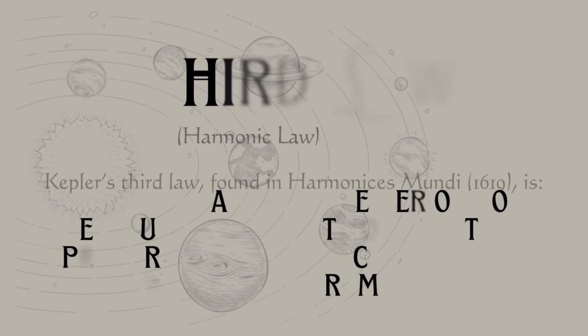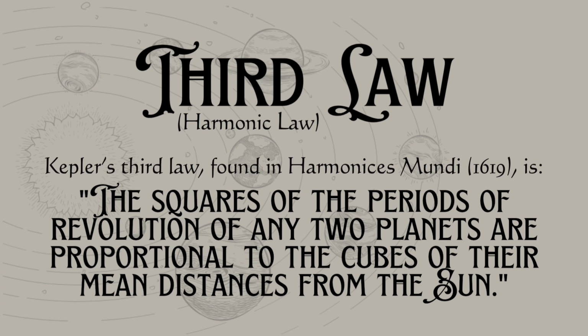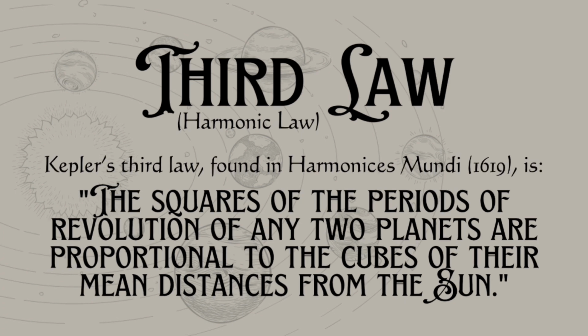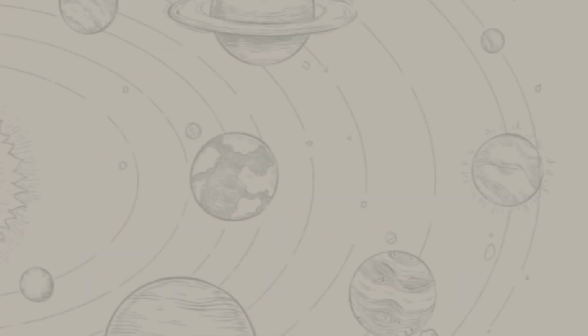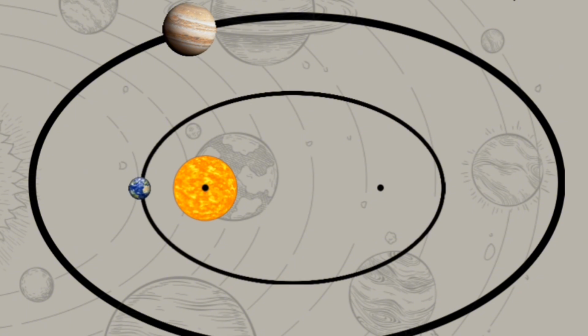The third and last law, the harmonic law, was published in Harmonices Mundi in 1619. It states that the square of a planet's orbital period, the time it takes for a planet to complete one orbit, is proportional to the cube of its distance from the Sun. In other words, the farther a planet is from the Sun, the longer it takes to complete an orbit.